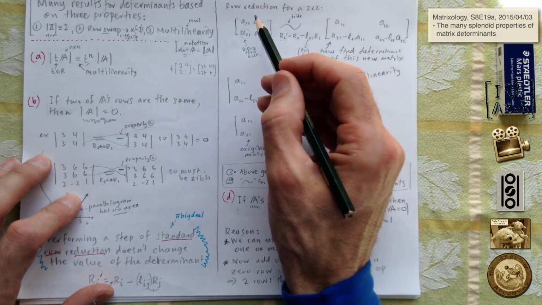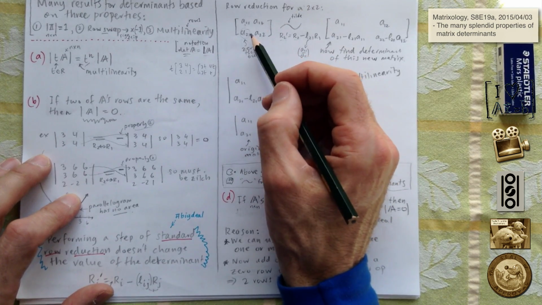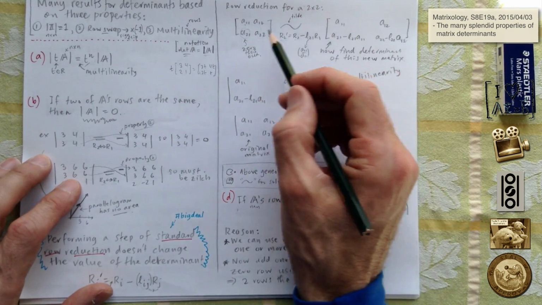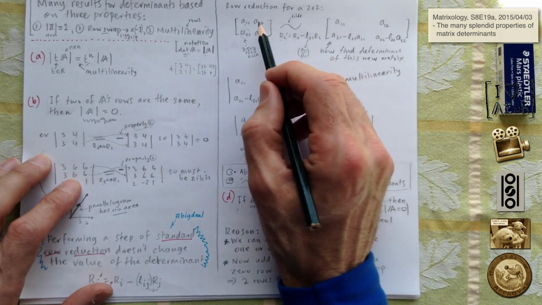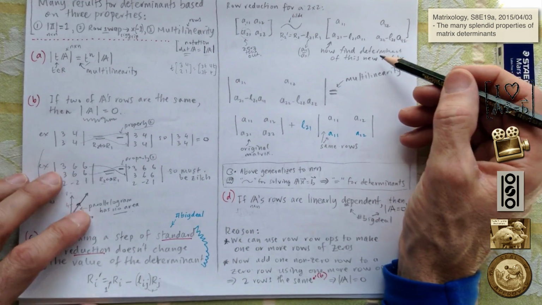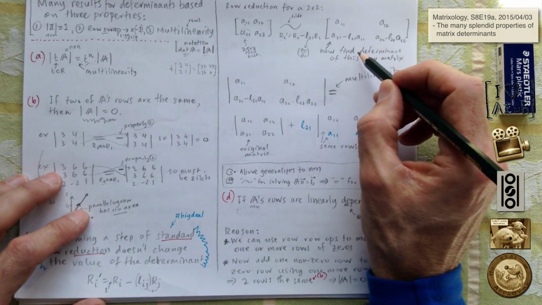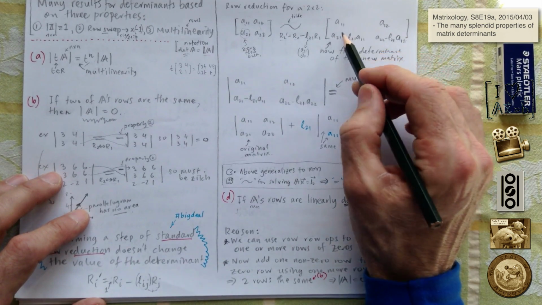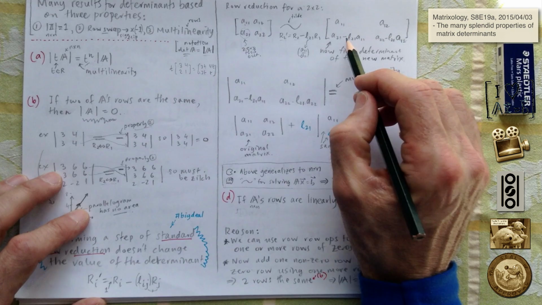Now let's look at determinants in general. We'd like to see if this changes: what's the determinant of this thing compared to this one? Is there a simple relationship? We're saying it's going to be the same. So let's see. Now we're going to find the determinant of this matrix, which has been modified.